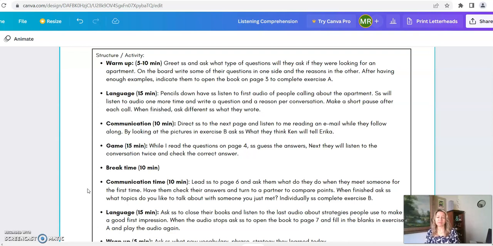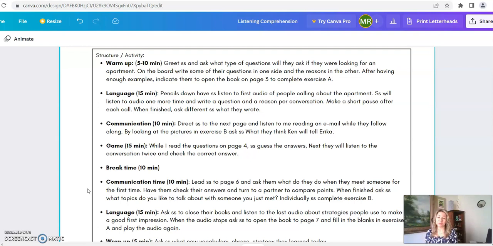Next, when we come back from break, we have the communication time. And it says, lead students to page 6 and ask them what they do when they meet someone for the first time. Have them check their answers and turn to a partner to compare points. When finished, ask students what topics they like to talk about with someone they just met.